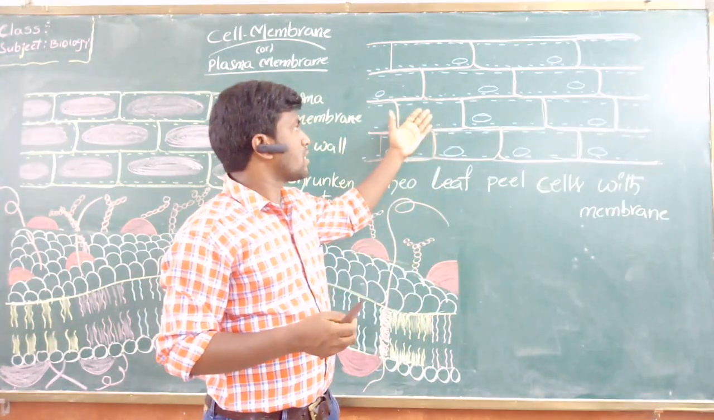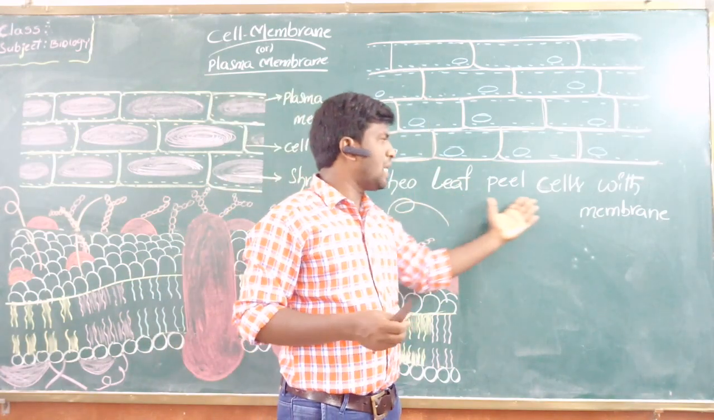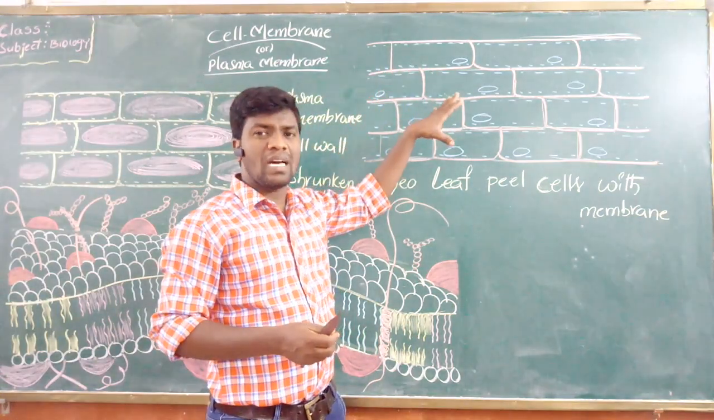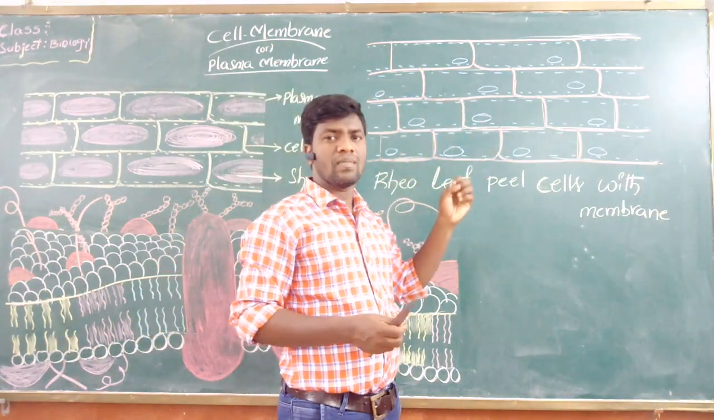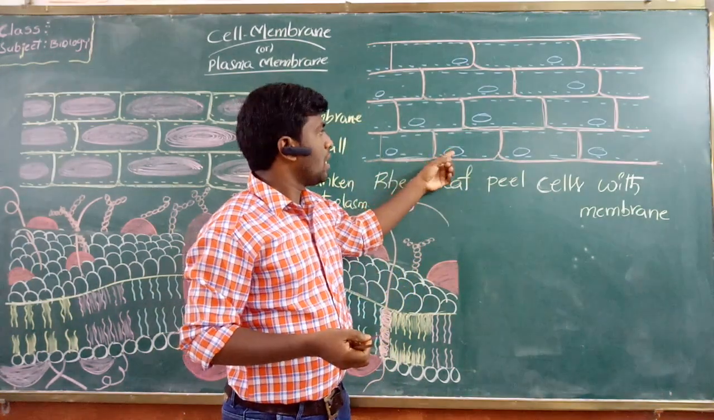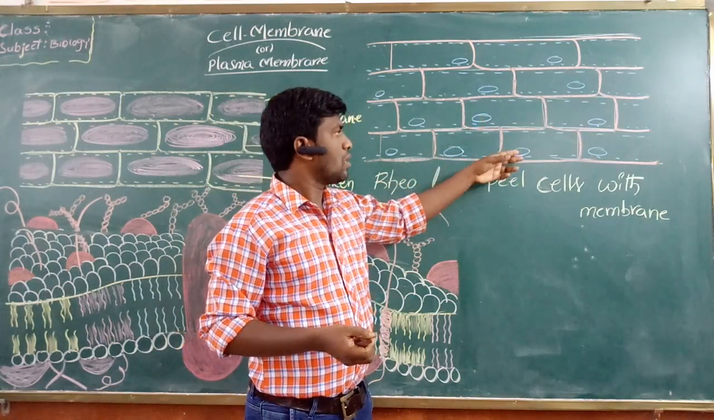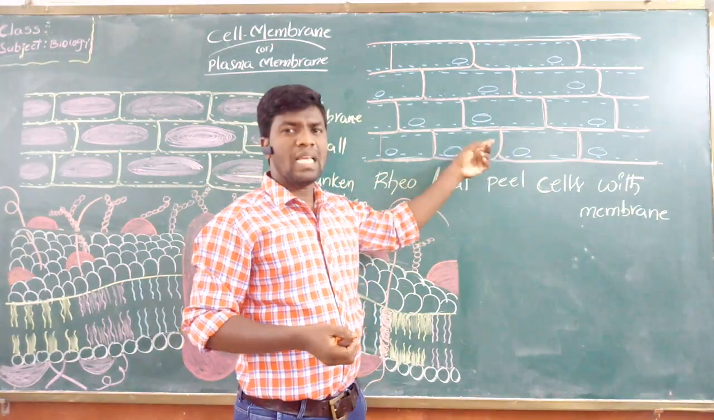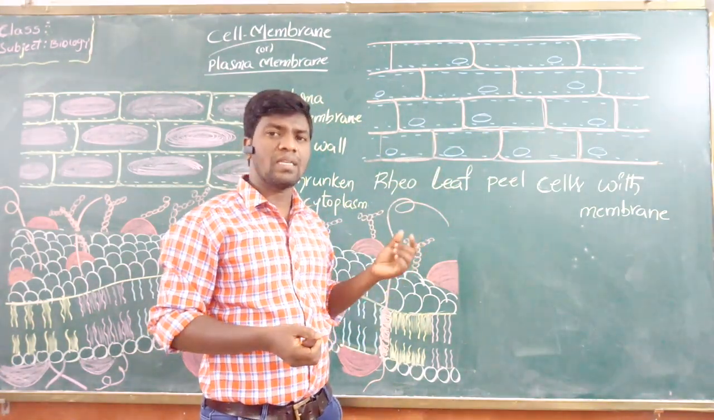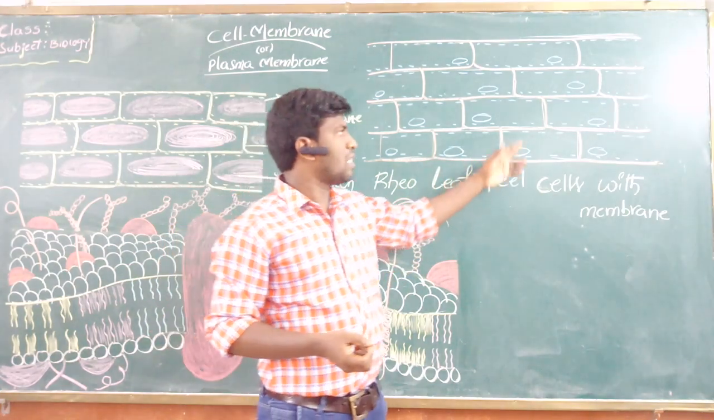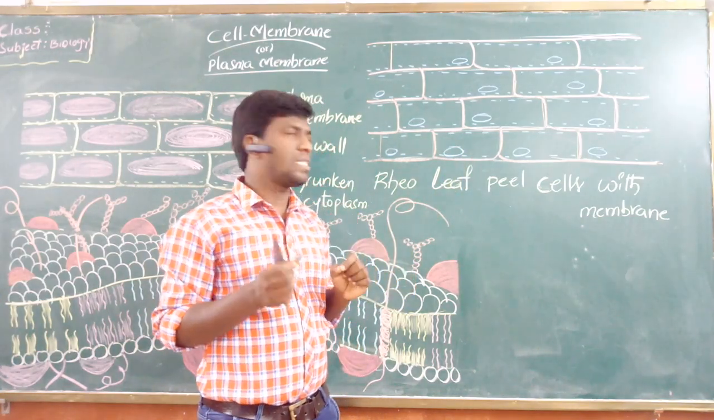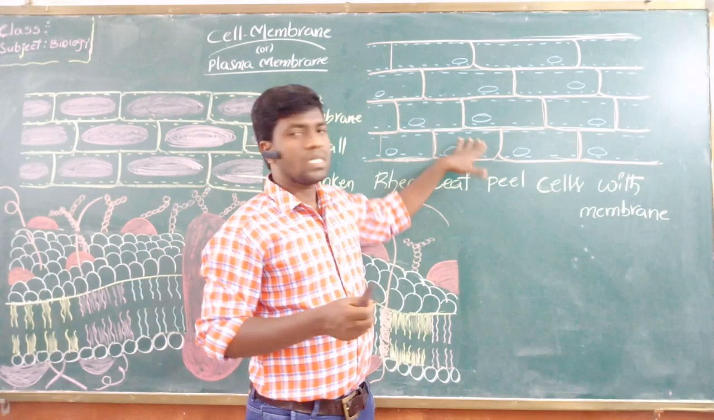After adding the salt solution, the picture looks like this. These are the Rheo leaf peel cells with membrane. Rectangular shaped structures are visible under the microscope. Here round structures are there, they are the nucleus. The nucleus is present in the corner of each cell. In plant cells, the nucleus is present in the corner of the cell, within the cytoplasm.